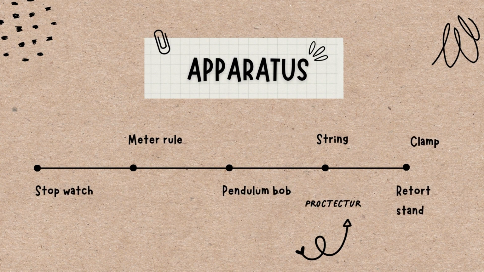Apparatus. For this experiment, the apparatus that we will use are stopwatch, meter ruler, pendulum bob, string, protractor, retort stand, and clamp.